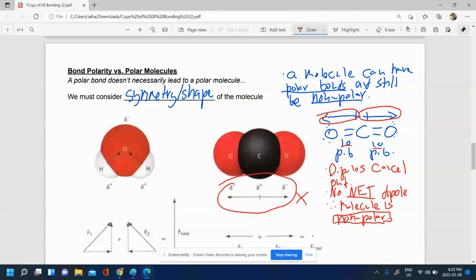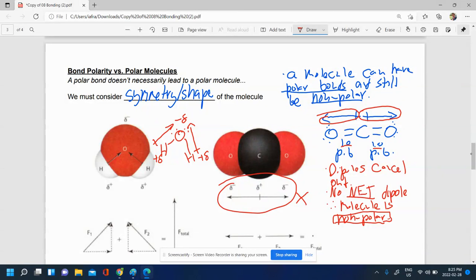Now, in some cases, the dipoles do not cancel out. So let's look at water, H2O. In this case, you'll notice the shape is not linear. The shape is bent. And you'll notice that the OH is a polar bond with the dipole pointing in the direction of oxygen. So you'll have a partial negative charge here and partial positive charges on your hydrogen.